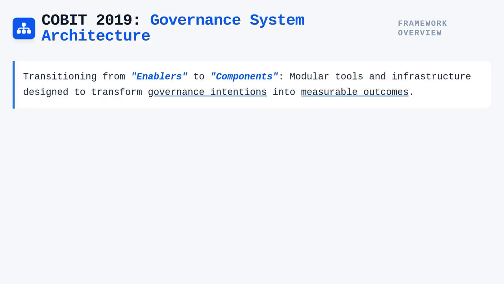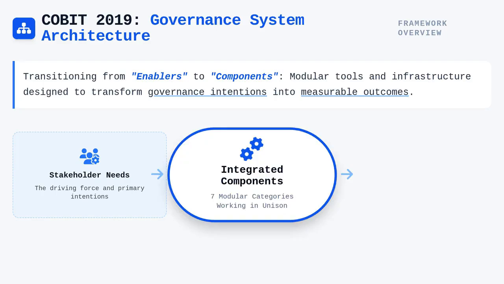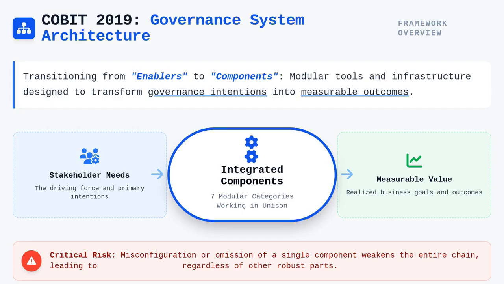When we discuss them, we must acknowledge that they do not operate in a vacuum, but rather function as an integrated set that interacts to satisfy stakeholder needs. If you ignore or misconfigure one of these components, the chain of governance is inevitably weakened, often leading to systemic failure, even if the other parts remain robust. Mastering these 7 categories is therefore essential for anyone tasked with designing or auditing an enterprise information and technology system.